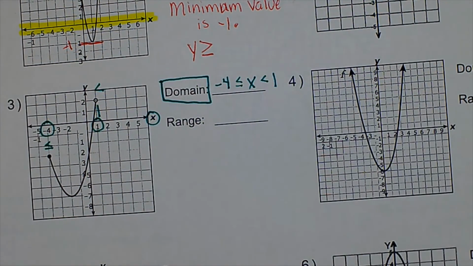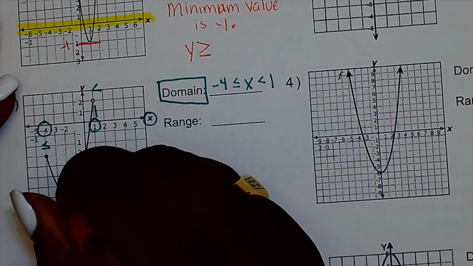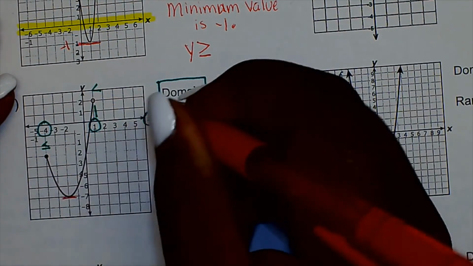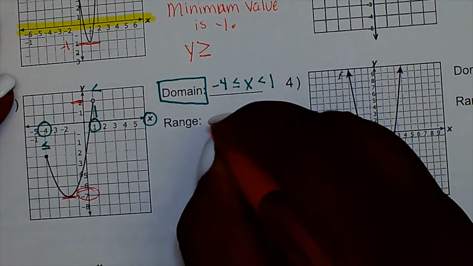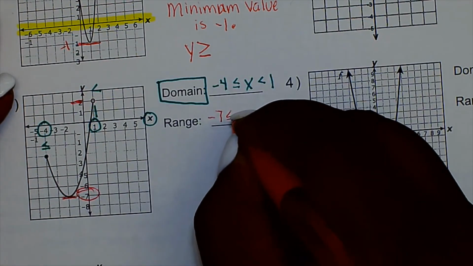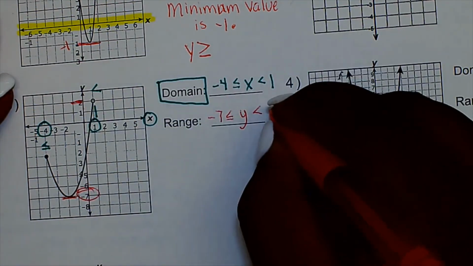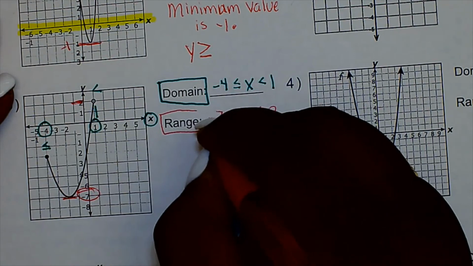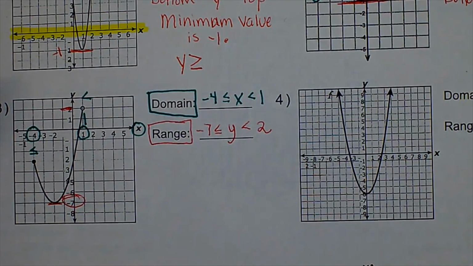The range is from bottom to top. Bottom, abajo, top, arriba. So the bottom is -7 and the top is 2. And that's our range. Right? I think that's it.